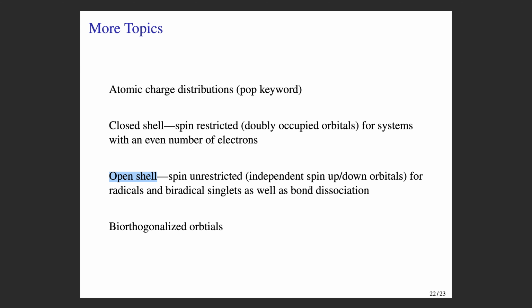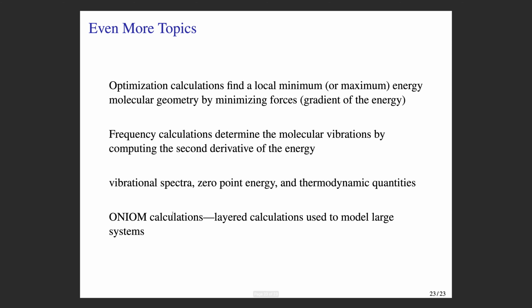I'll just point out that if you're going to study a radical, that is something with an unpaired electron, or one of these biradical singlets, or if you're interested in studying the potential energy associated with breaking a chemical bond, you need to be doing open shell calculations for that case, because the closed shell variation of calculations will not give you good results. Oh, there's a little example on bi-orthogonalized orbitals that you can look at.